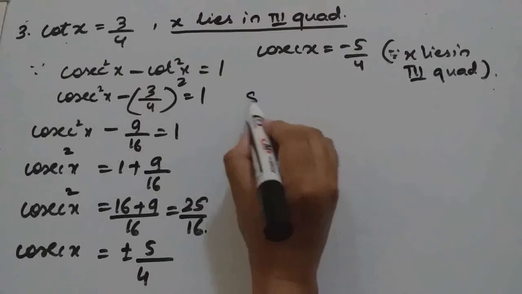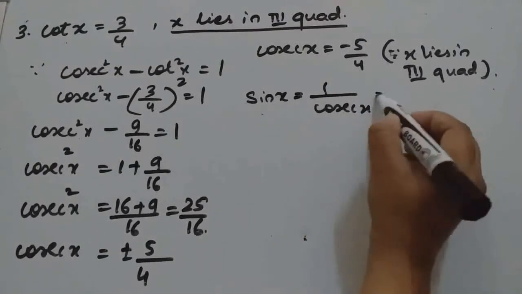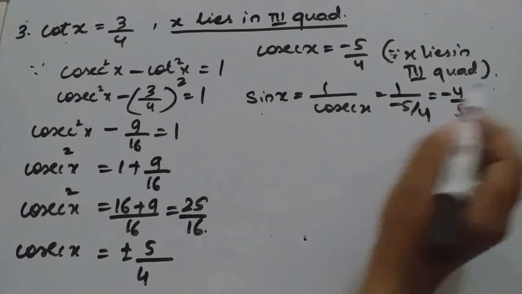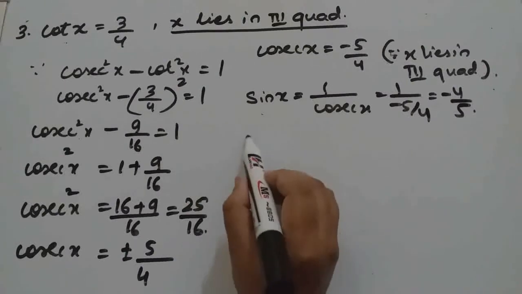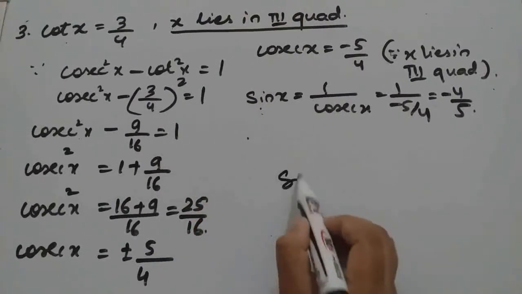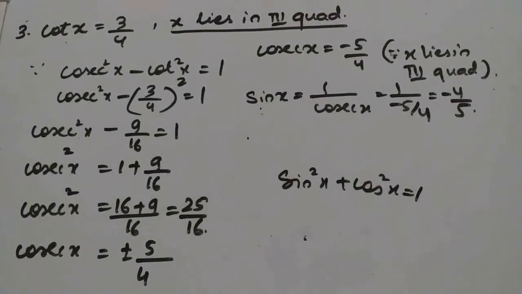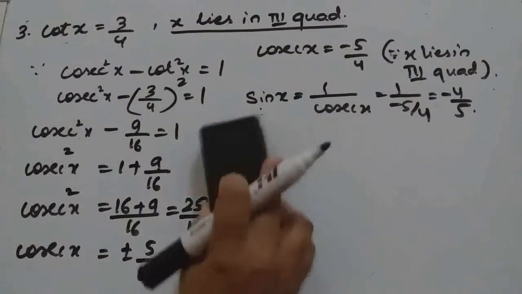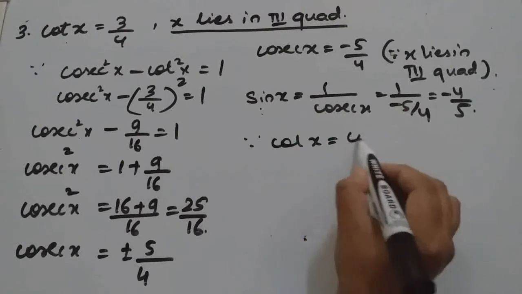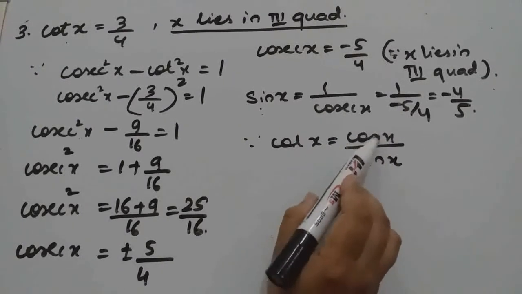Now sin x is what? 1 by cosec, isn't it? So 1 by minus 5 by 4 equals minus 4 by 5. Now we should find cos x. Because we now know sin x, we can use the identity sin square x plus cos square x equals 1. Or in another way, how can we find cos? Since cot x is given, cot x is what? Cos x by sin x. So these two values are given, so we can find this.